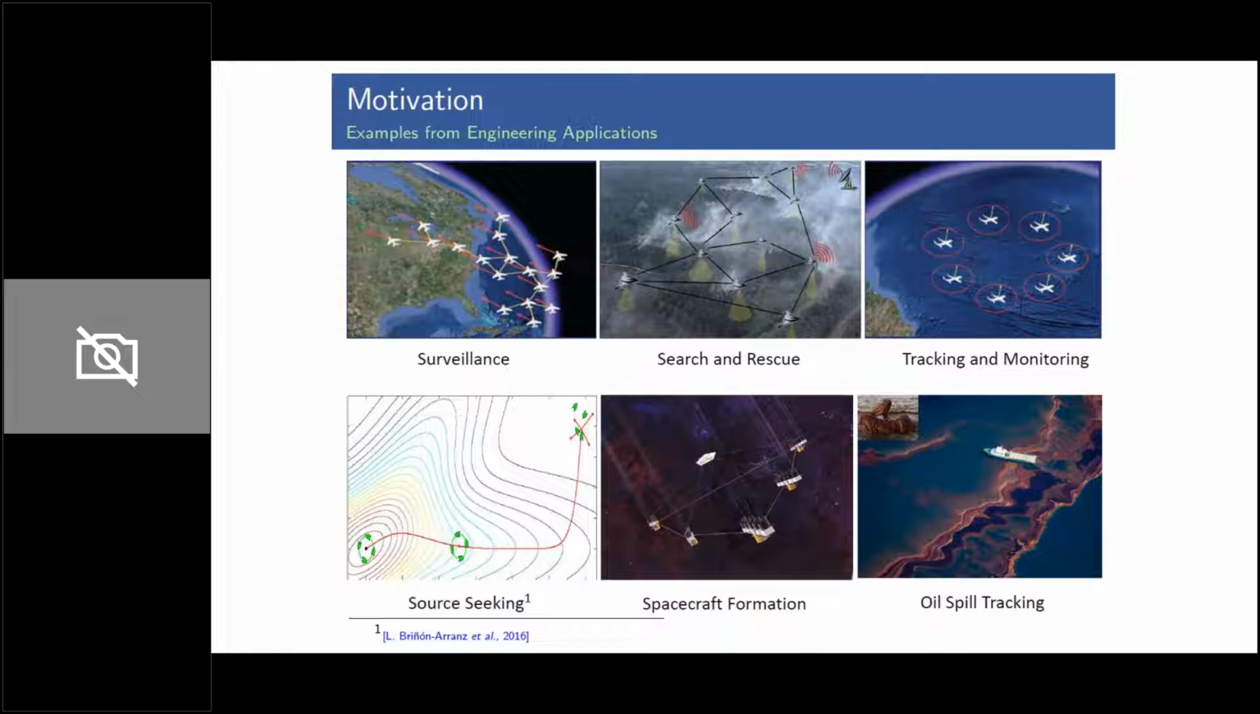So there are many applications like surveillance, search and rescue, tracking and monitoring, spacecraft formation, and oil spill tracking, where human intervention is not required or not desired. In those applications, we need the task to be completed automatically, and that can be done by the tools from the automatic control system.